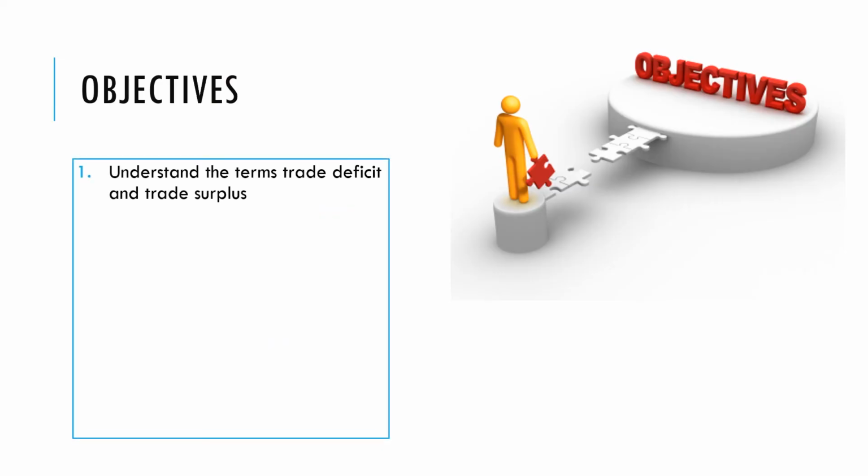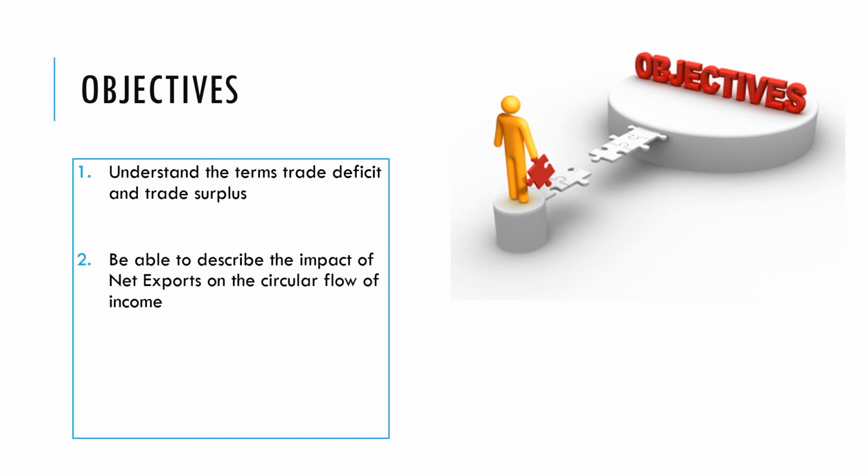So we've looked at the terms trade deficit and trade surplus. We've looked at the impact of net exports on the circular flow, and then finally looked at the 5 influences on the trade balance. That's it.